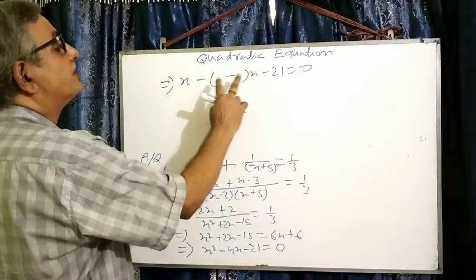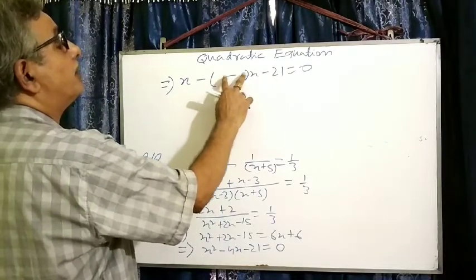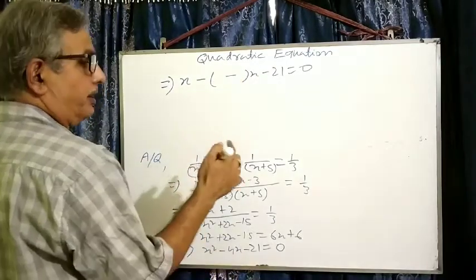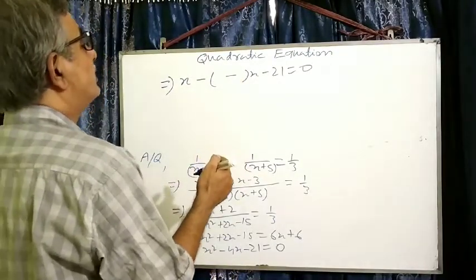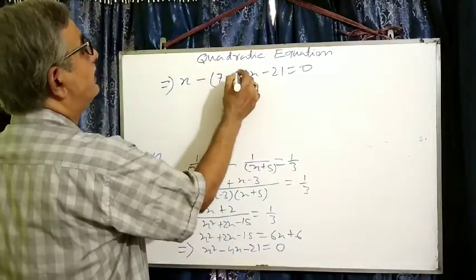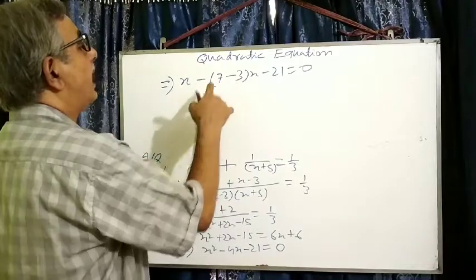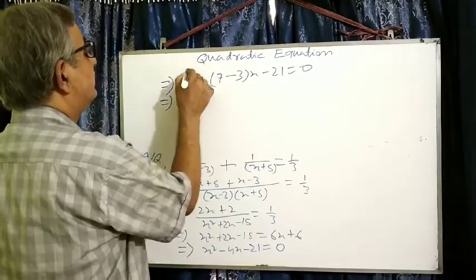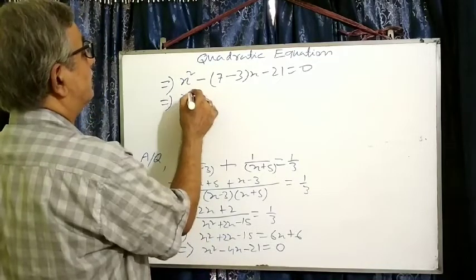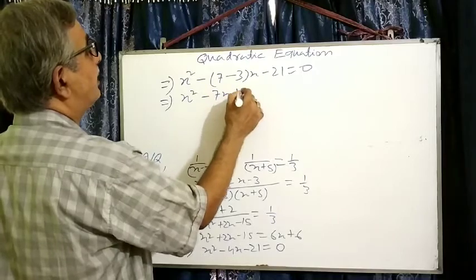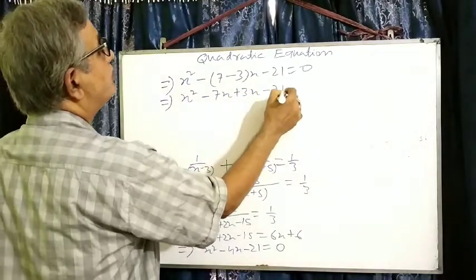Multiply two numbers in such a way here that the multiplication should be 21 and difference should be how much? 4. Splitting the middle term factorization method I am doing. So 7 threes are 21 and 7 minus 3 you are getting 4. This was x square, this was x. Minus 7 into x, 7x, minus, minus plus 3x minus 21 is equal to 0.